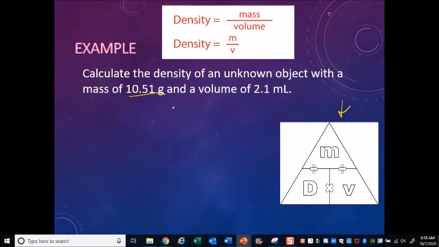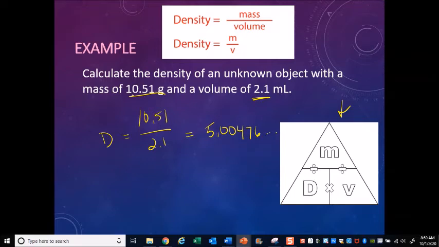But we have a mass of 10.51 grams. We have a volume of 2.1 milliliters. So we're just going to divide the mass by the volume to get our density, which is fine. And go ahead and do the calculator answer, because it's always easier to start there. So I'm getting 5.00476, blah, blah, blah, right? Don't need all those digits.